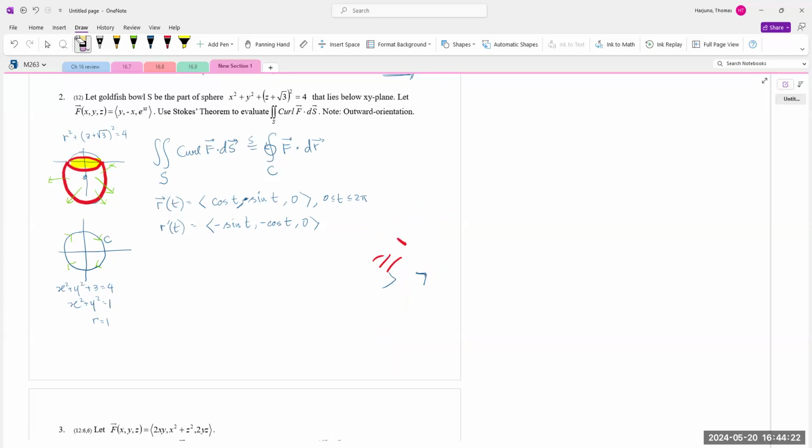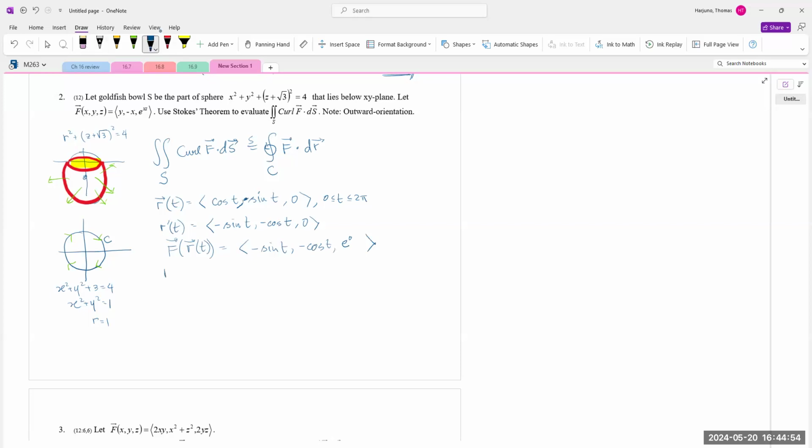So continuing from there, what is my vector field F? If I use r(t), that will be negative sine t, negative cosine t, e to the xz, but z equals 0, which is 1, right? Okay, no, I should not write it that way.